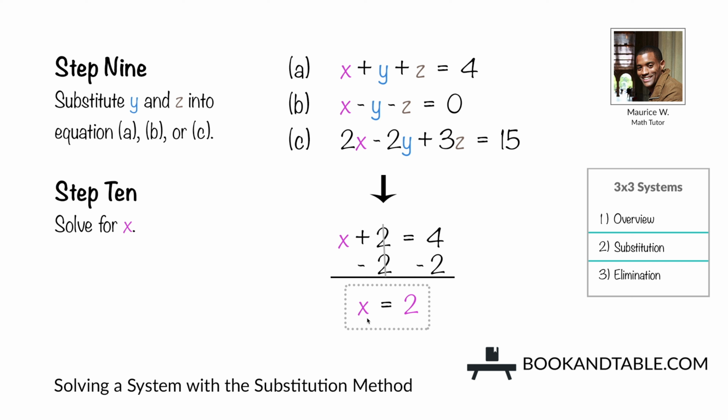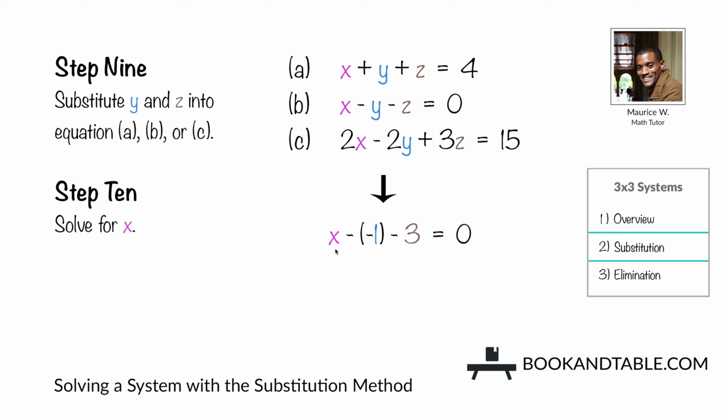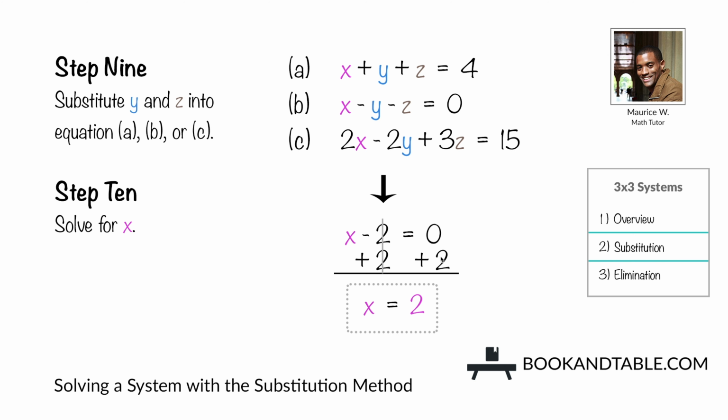You should get the same exact value for x if you plugged y and z into B or C as well. So I can show you that. So x minus -1 would be plus 1 minus 3. 1 minus 3 is -2. So we get x minus 2 is equal to 0. And to solve for x, we'll add 2 to both sides, showing us x is equal to 0 plus 2, which is 2. So we see that whether we plugged y and z into A or B, we got x is equal to 2.